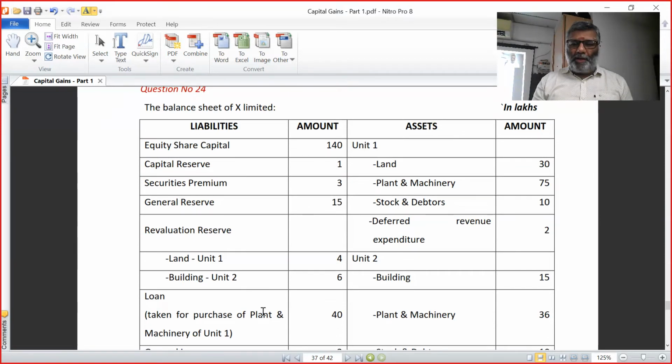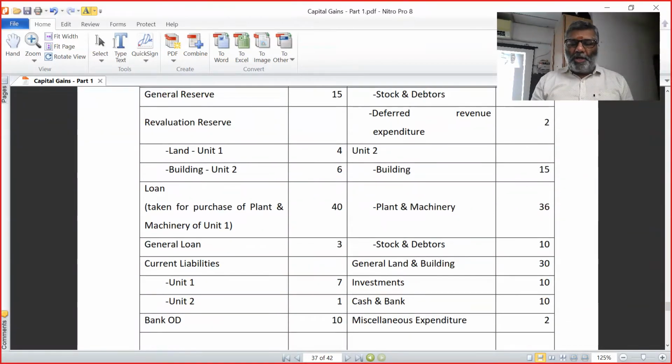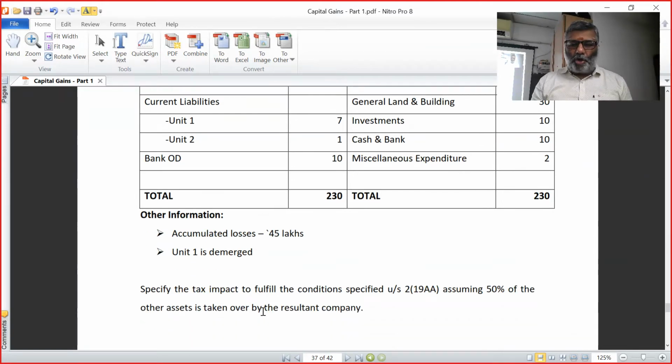Assets of unit 1, which includes deferred revenue expenditure, which is not a recognized asset. Unit 2, general land and building, investment, cash and bank, miscellaneous expenditure is not an asset. Accumulated losses 45 lakhs. Unit 1 is demerged. Specify the tax impact to fulfill 219AA, assuming 50% of other assets is taken over by the resultant company. Read through, we'll do.